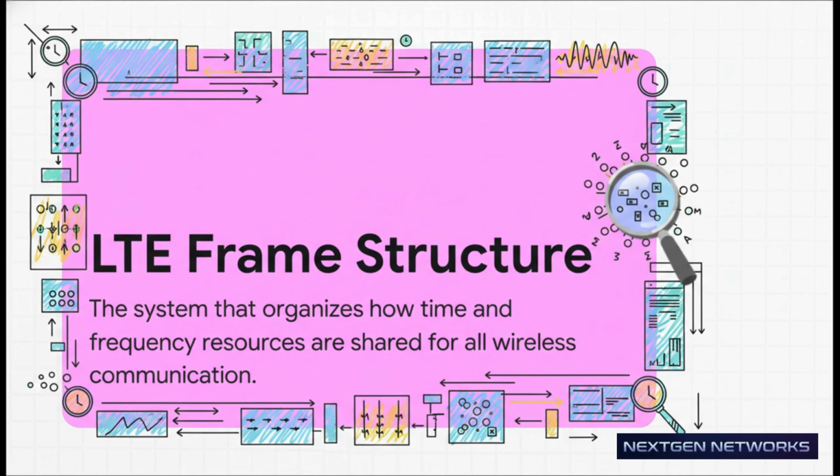It's like a traffic grid for our data. It's this super organized method that slices up both time and frequency into these tiny, perfectly managed pieces. This makes sure that everybody gets their turn on the network without causing a massive digital traffic jam.